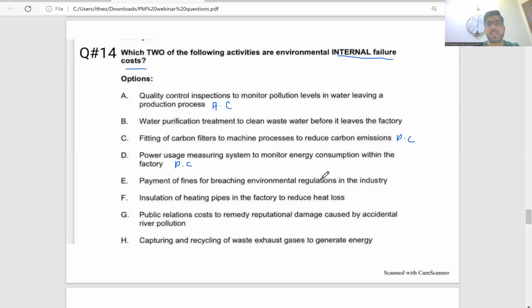Payment of fines for breaching environmental regulations. Payment of fines for breaching laws. You broke the laws. That's why you have to pay fines. That's an external failure cost. Fines and penalties are external failure. Insulation of heating pipes to reduce heat loss. You are trying to reduce heat loss. This is also prevention cost. Public relation cost to remedy reputational damage caused by accidental pollution. Again, public relations cost to remedy the failure that has happened. External failure cost.